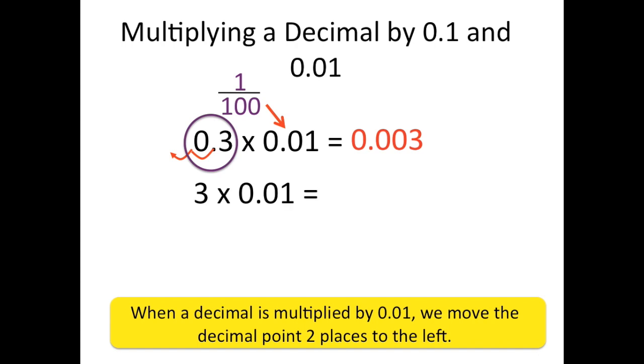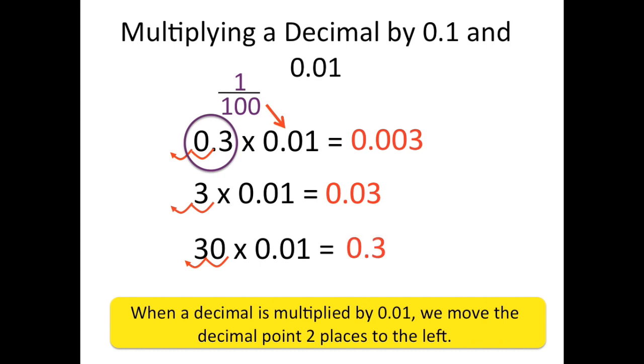If I multiply 3 times 1/100, I want to know 1/100 of 3. My answer will be 100 times smaller than 3, so my decimal point, which is just after the 3, will move 2 place values to the left. So 3 times 1/100 equals 3/100. In the problem 30 times 1/100, again, I want to find 1/100 of 30. So my decimal point moves 2 place values to the left, making the product 100 times smaller. 30 times 1/100 equals 3/10.